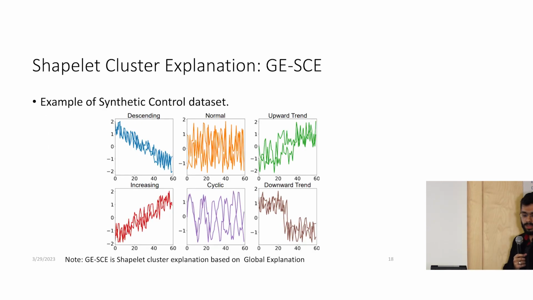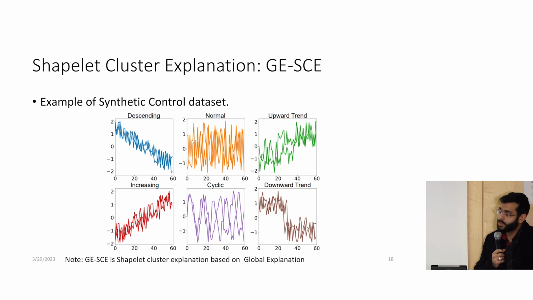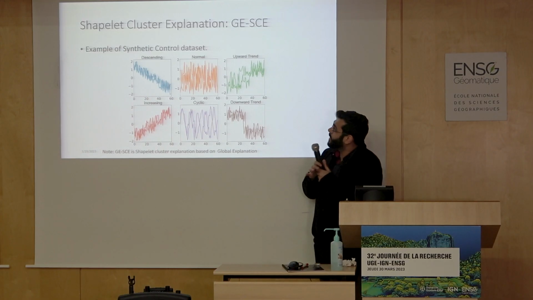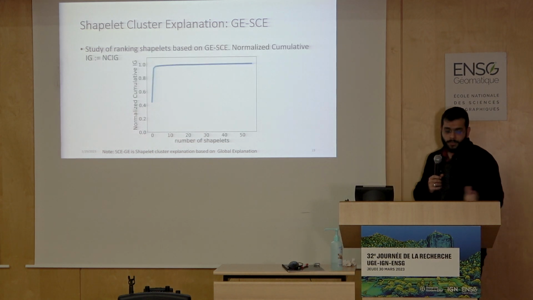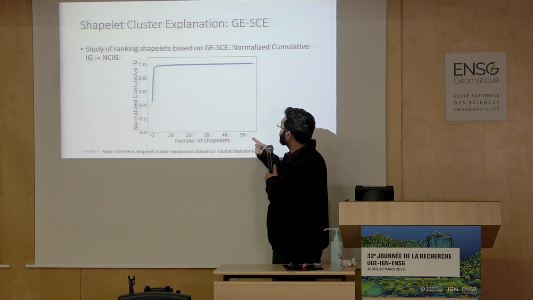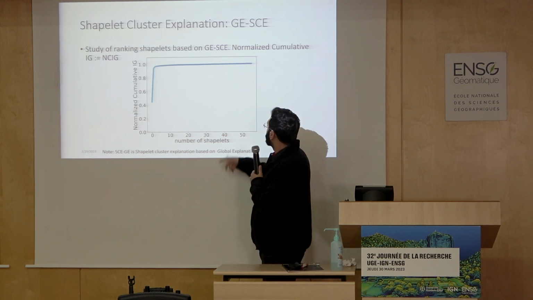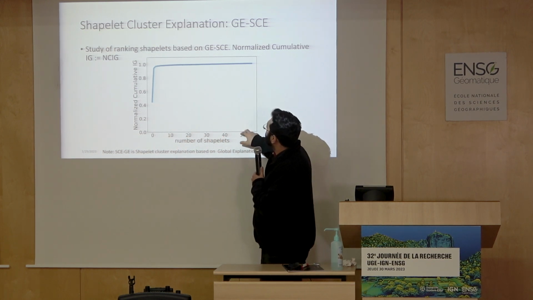So now I'll show you an example on the synthetic control dataset taken from the UCR archive. We have these different categories. We have two categories that have a downward trend, two categories that have an upward trend, and two categories that have, let's say, a cyclic trend in them. First, this is just a figure of the ranking of the shapelets using successive. We have here almost 50, 60 shapelets, and we rank them from the most informative to the least informative.